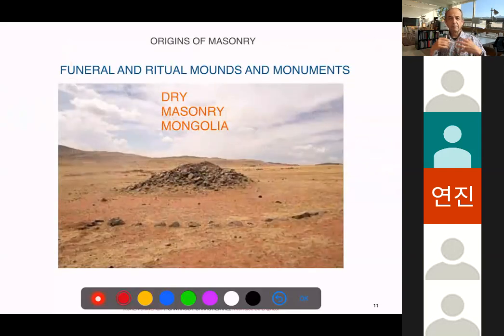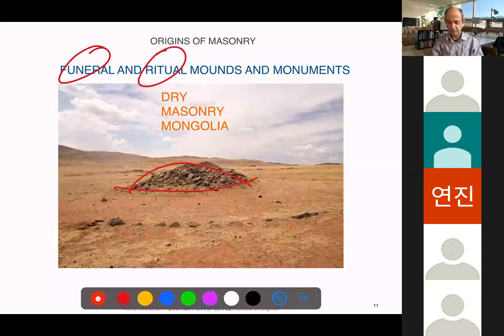So the most primitive we know about the stone is just the stones put on top of the other, and usually it is like religious, funerary and ritual mounds and monuments, right? The easiest is to put a mound with some kind of fence around. This is an example taken from Mongolia. We call it dry masonry because it's not bonded by any kind of mortar. It's just the stones put by gravity.